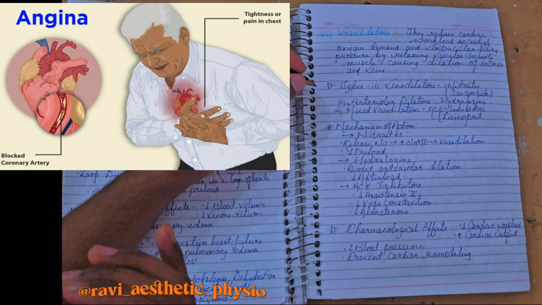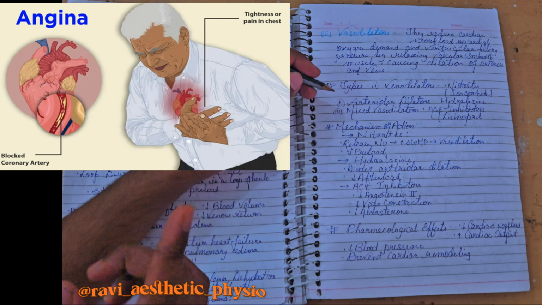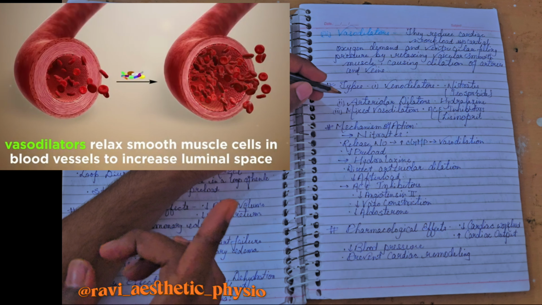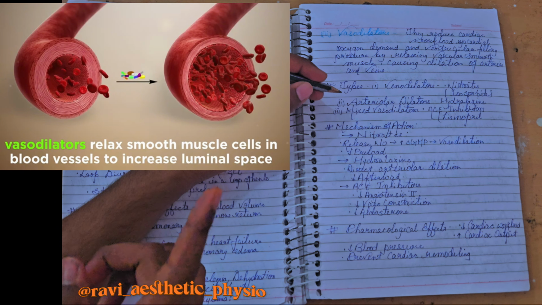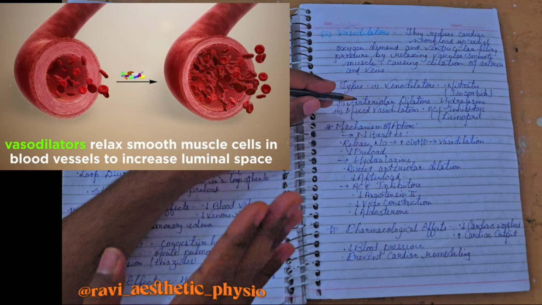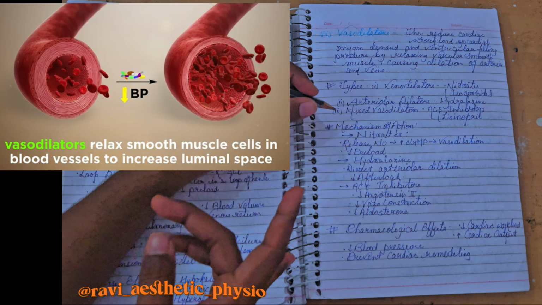The types of vasodilator: first, venodilators, which are nitrates, for example isosorbide. Second are arteriolar dilators, for example hydralazine. And third are mixed vasodilators, for example ACE inhibitors, angiotensin converting enzyme inhibitors, for example lisinopril.